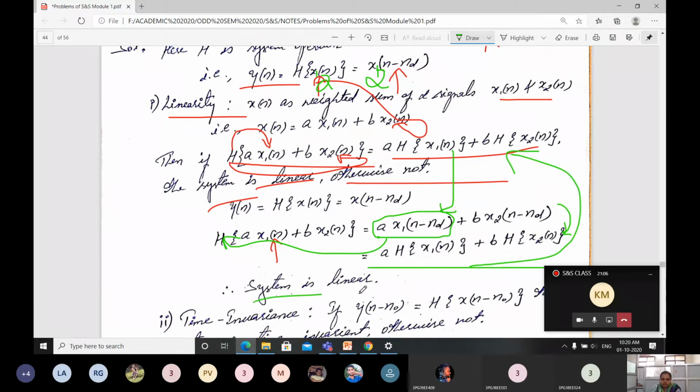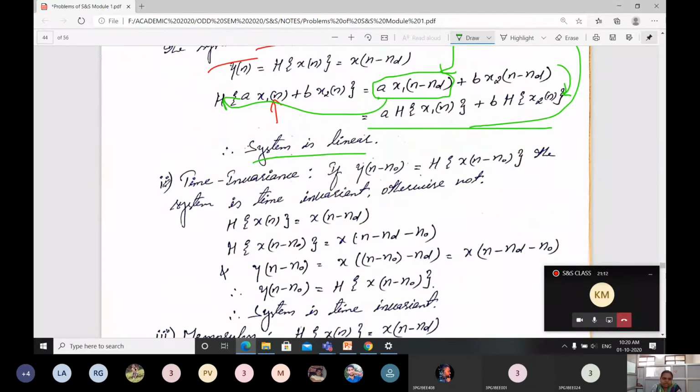So then I call the system linear. Then the next parameter is time invariance. I call the system time invariant if y of n minus n naught, with some delay n minus n naught, is equal to H of x of n minus n naught. If it satisfies this, then I call the system time invariant. If it is not satisfying, then it is not a time invariant system, or else you can write time variant system.